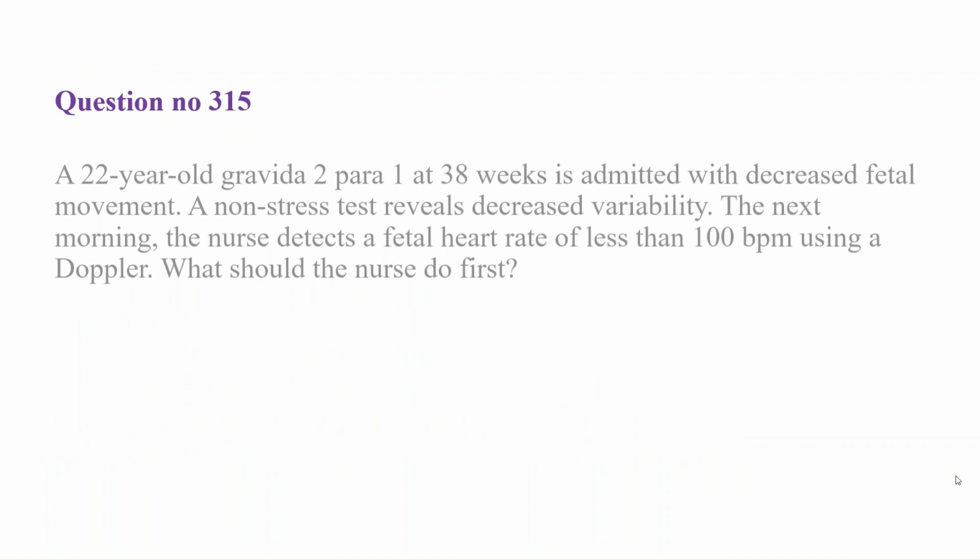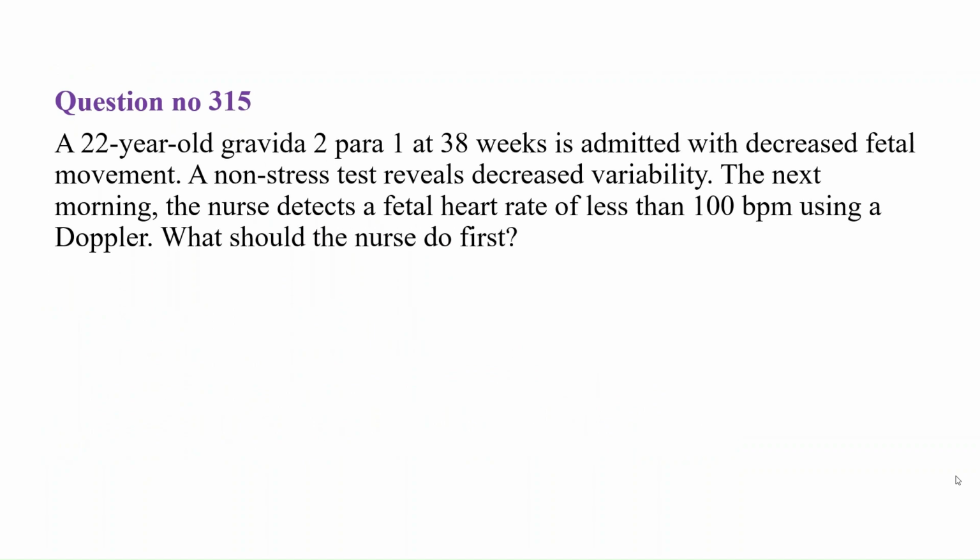Question number 315. A 22-year-old gravid 2 para 1 at 38 weeks is admitted with decreased fetal movement. A non-stress test reveals decreased variability. The next morning, the nurse detects a fetal heart rate of less than 100 beats per minute using a Doppler. What should the nurse do first?